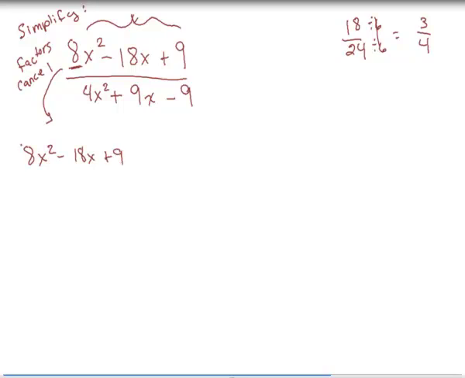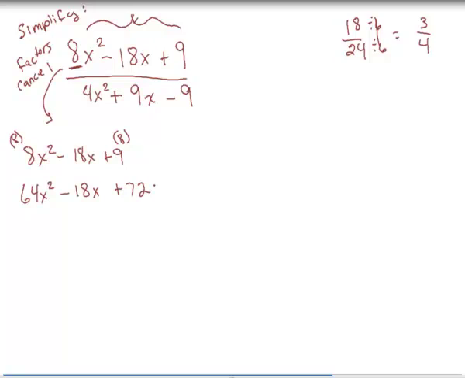I'm going to factor it. I'm going to use the 8. I'm going to multiply times 8 on the front and the back. That gives me 64x squared minus 18x plus 72. Yeah, I've changed the expression. I'm going to change it back at the end. I'm going to take that 8 back off at the end, so don't stress out yet.